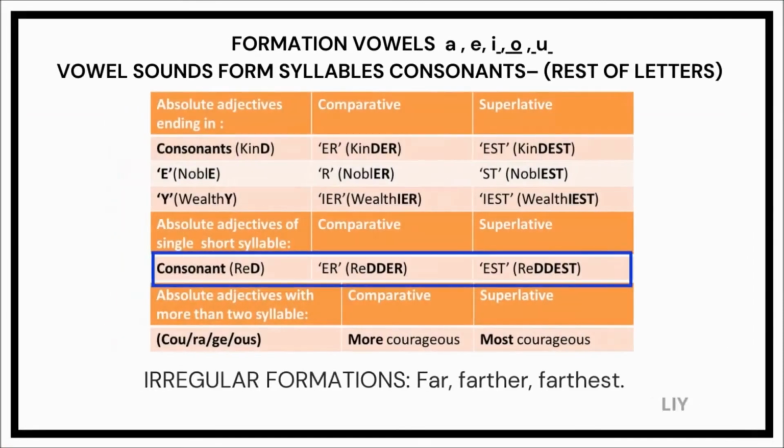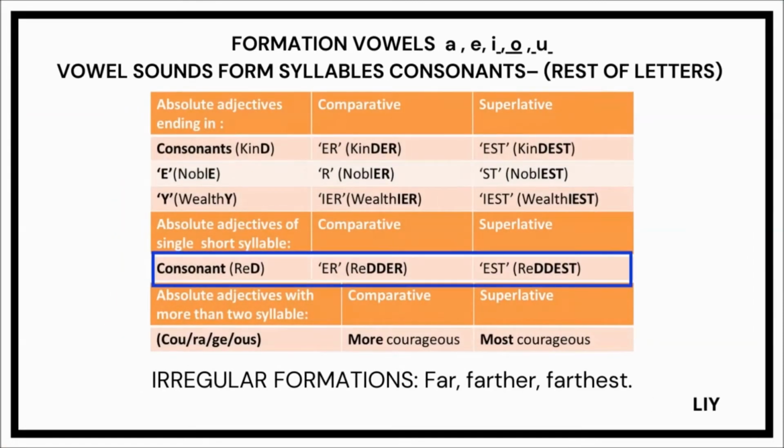Now another case is when the adjective is really short. We've got a short syllable. For example, red. Here it's ending in a consonant. The consonant is D and it has only a single syllable. It's very short. Therefore, the comparative degree would be formed by doubling the consonant, R-E-D-D-E-R, redder. There's a double D. And the superlative degree is formed as reddest. The ending would be EST.